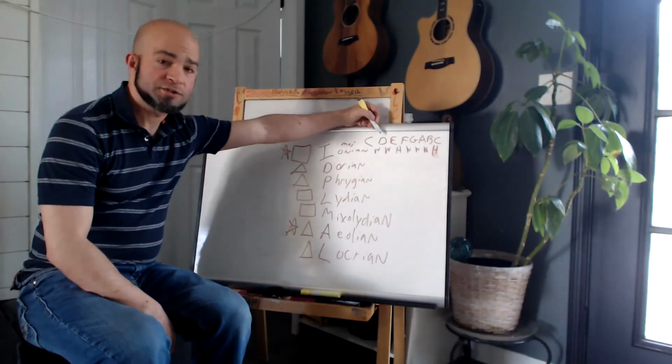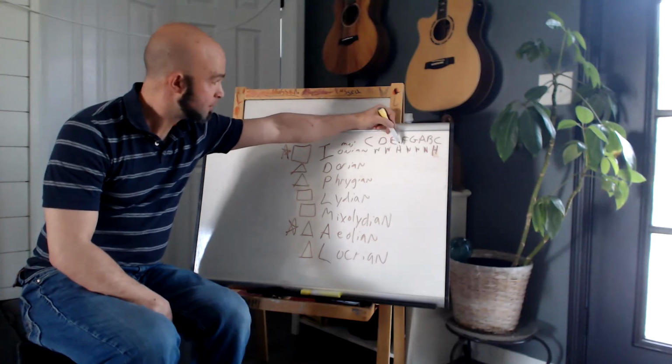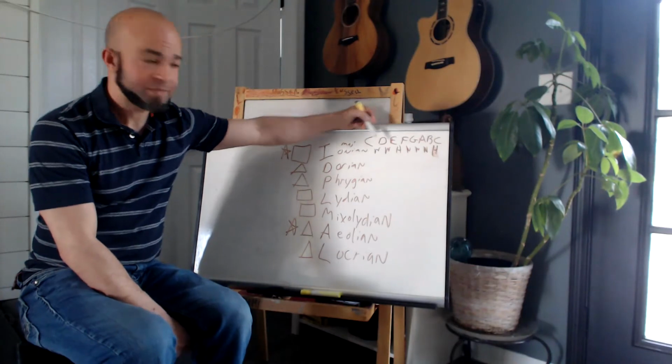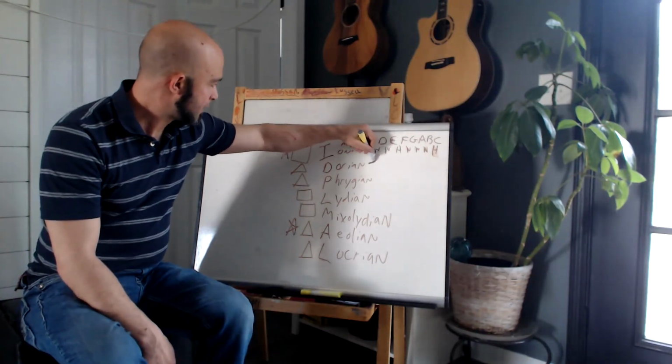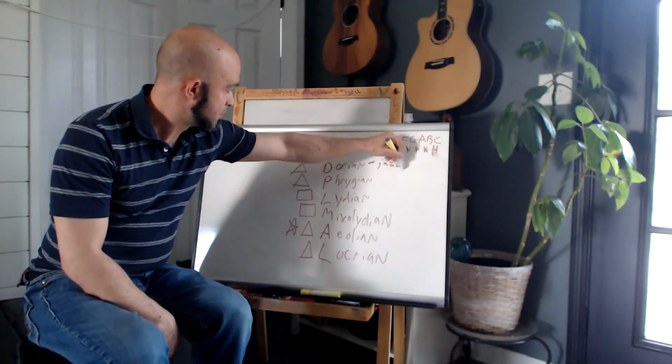However, if I were to start on D, I then have whole step, half step, whole step, whole step, whole step. That's not the formula for a major scale. That gives us what is referred to as Dorian. Dorian, I like to refer to as a jazzy minor.